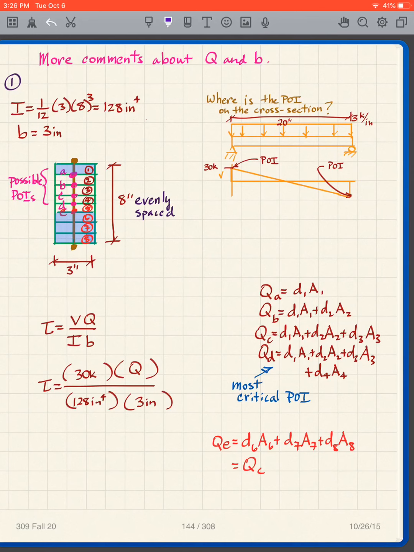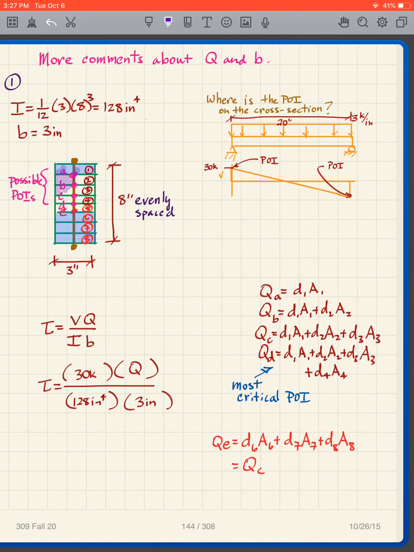So let's look at the Q for A. It is going to be D1A1. In other words, I've broken this thing up into 8 different areas there. So we simply have D1A1 for the Q at point A. At point B, well, my shaded area for point B would be what? It would be this whole thing, which would be area 1 and area 2. So for B, it would be D1A1 plus D2A2.